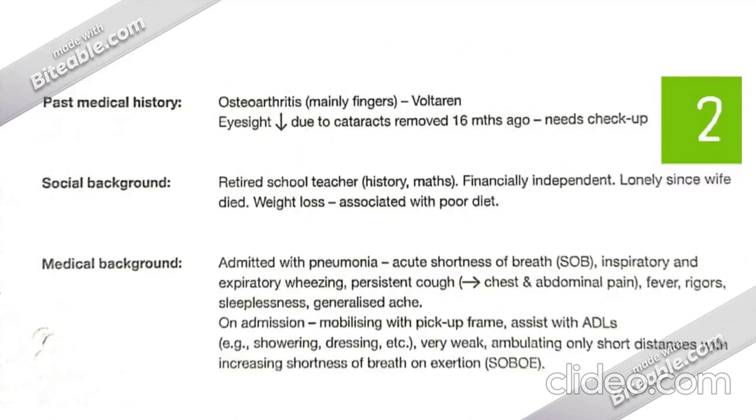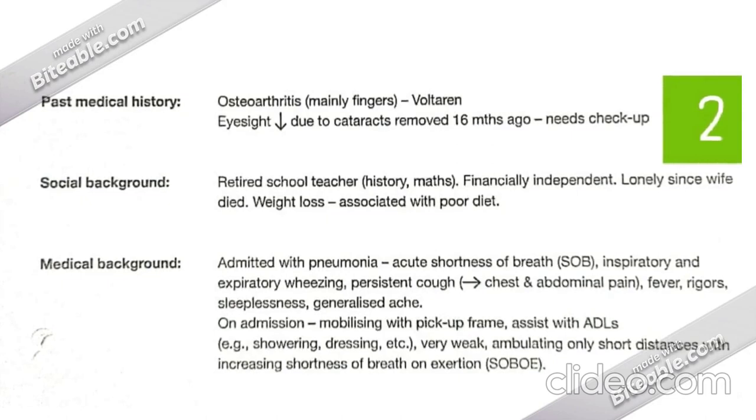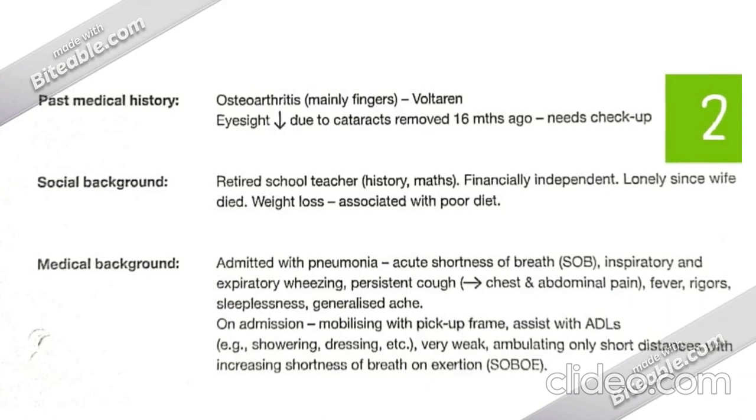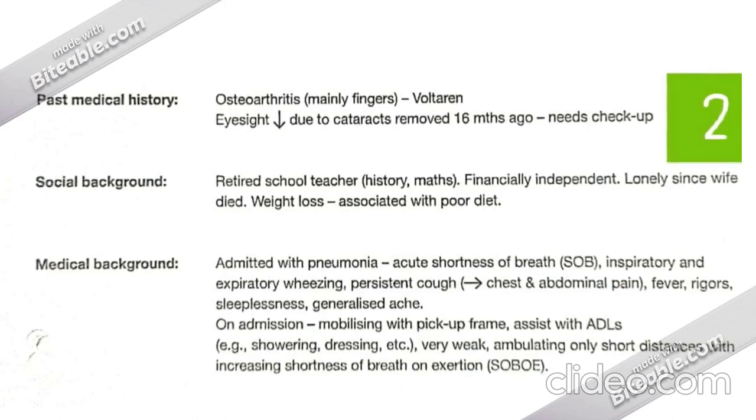Past medical history: osteoarthritis. Actually, in this letter we don't want any past medical history or social background, because we are not going to write the social paragraph, but we will just have a look. Eyesight is reducing due to cataract, removed 16 months ago, needs checkup. Social background: retired school teacher, financially independent, lonely since wife died, weight loss associated with a poor diet.